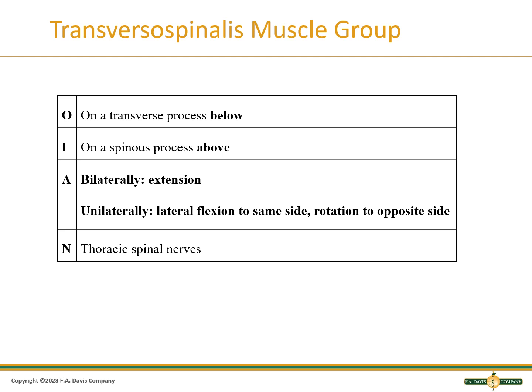Transversospinalis muscle group originates on a transverse process below to run to a spinous process above. Remember that the superior segment is the part that moves, and so when unilaterally activated, they're going to cause rotation to the opposite side. They'll also contribute to lateral flexion unilaterally. Bilaterally, they cause extension, and all of these are innervated by the thoracic spinal nerves.